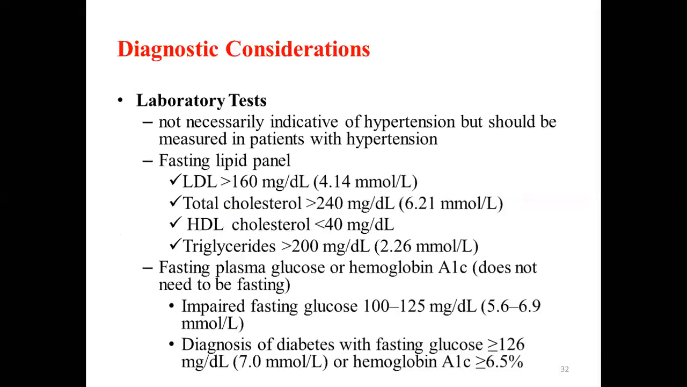Then apart from that, other lab tests should be done, despite not being directly related to high blood pressure. If someone has hypertension, because hypertension is a multifactorial cardiovascular condition, you have to look at many parameters like the lipid profile. Then you have to look at even the hemoglobin, hemoglobin A1C, and even the blood sugar level.